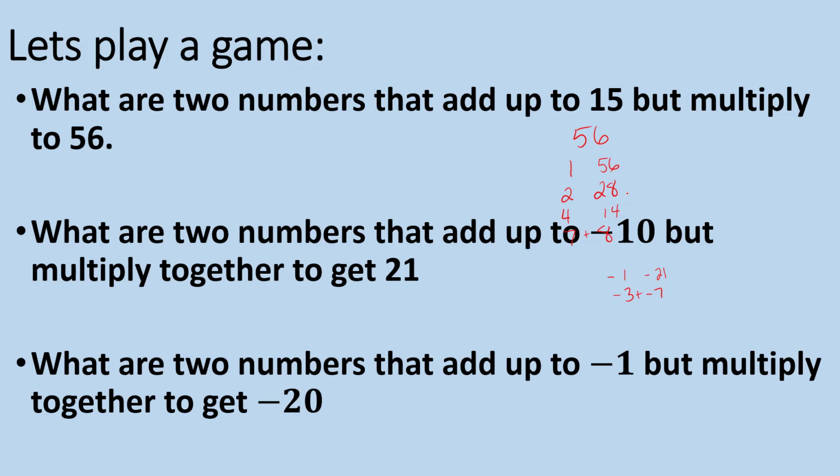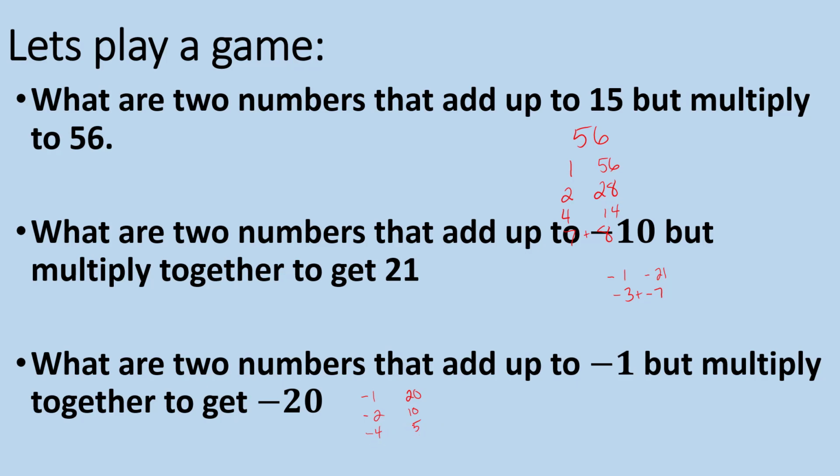What are two numbers that add up to negative 1 but multiply to negative 20? Well, if they multiply to negative 20, that means we're going to have to be dealing with a negative and a positive number. So negative 1 and positive 20, that's 19. Negative 2 and positive 10, that's 8. 3 doesn't go in evenly. How about negative 4 and positive 5? That's positive 1.